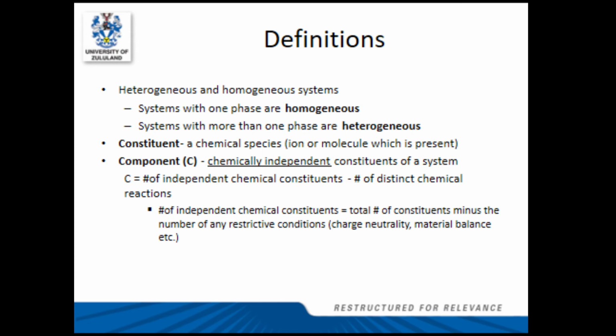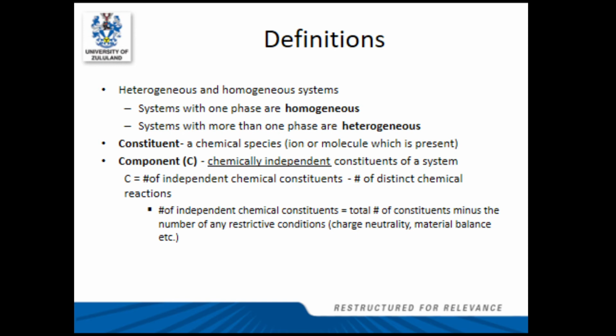But here is another note. The number of independent chemical constituents is also equal to the total number of constituents minus the number of any restrictive conditions. It can be the charge neutrality or material balance, etc. But for this one, if you are given a statement or a reaction, from the reaction you'll be told that this is a restriction.